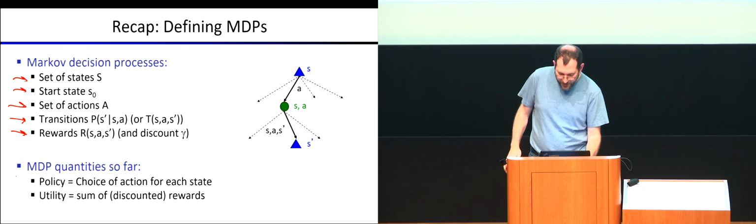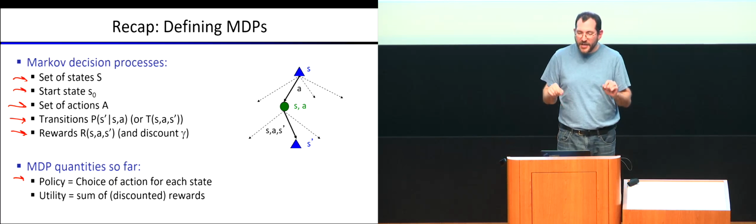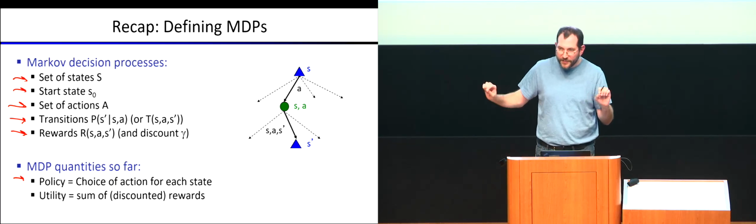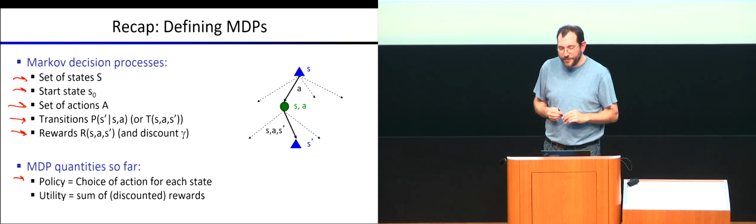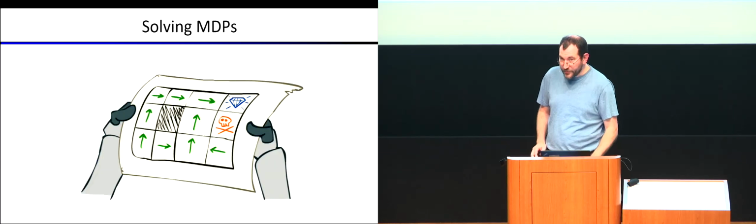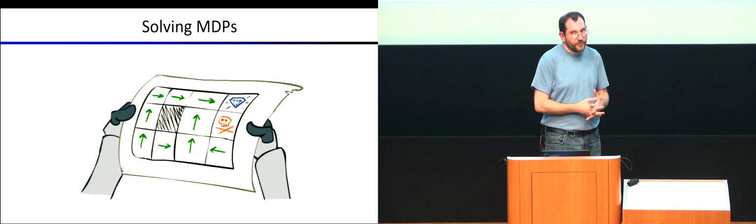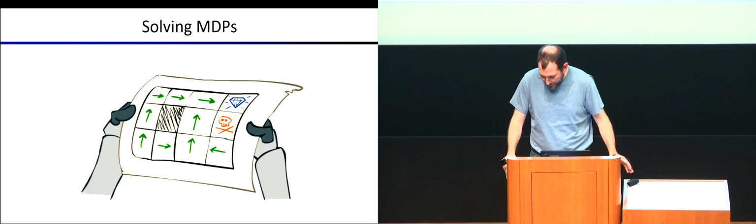The quantities that we've talked about so far, we've talked about policies, which is a mapping of states to actions, and utilities, which is a sum of discounted rewards across the entire game of the MDP. Okay? We're going to take a quick break, and then we're going to talk about how to solve them, which will lead into reinforcement learning after next lecture. Okay, 2-minute break, quick break, and then we'll start again.